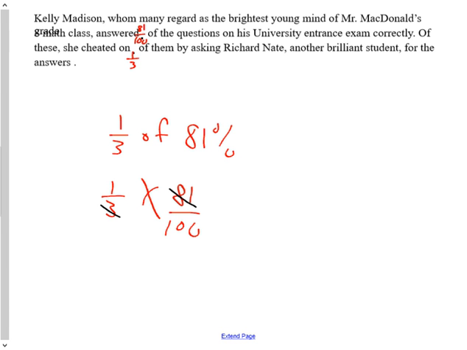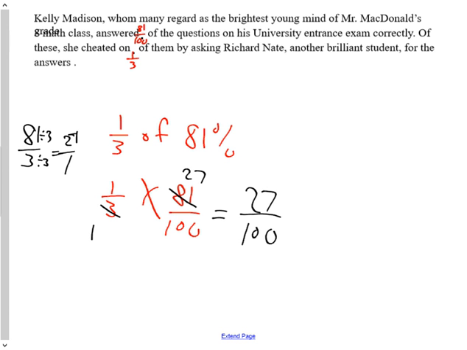It is 27. So if I cross-reduce this, remember, if I thought about 81 over 3, what would that reduce to in lowest terms? That would reduce down to 27 over 1, which is why the 27 is here and the 1 is there, right? So that reduces down to 27 over 1. When I multiply my numerators, I get 1 times 27, which is 27. When I multiply my denominators, I get 100. So therefore, she actually cheated on 27%.